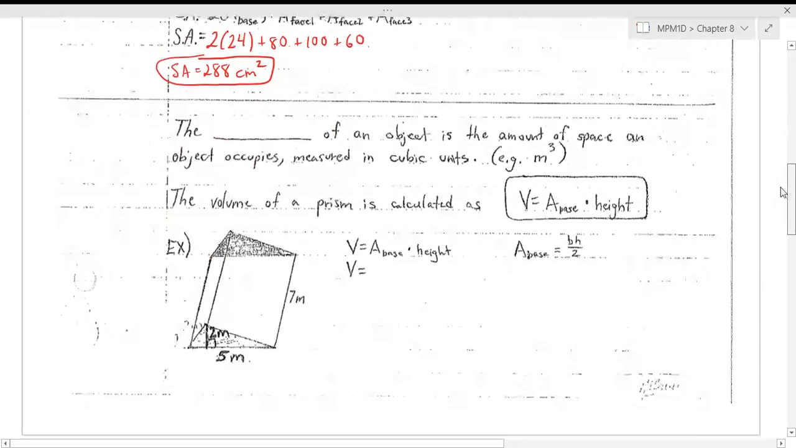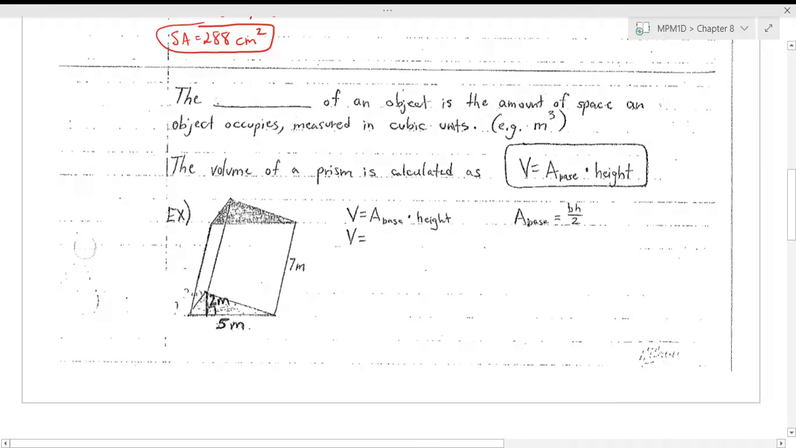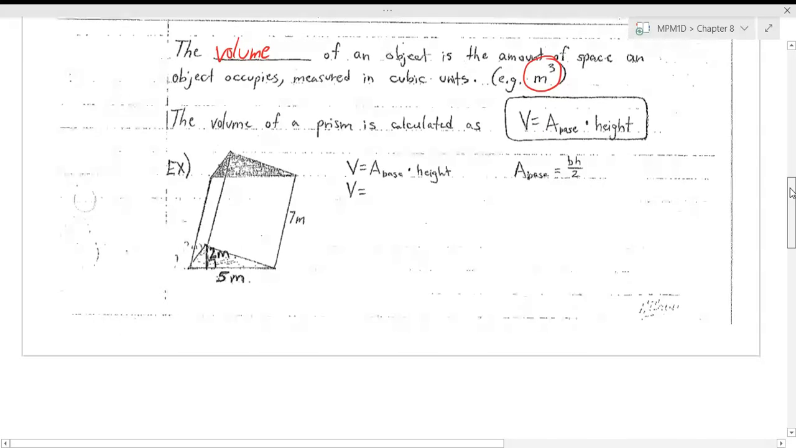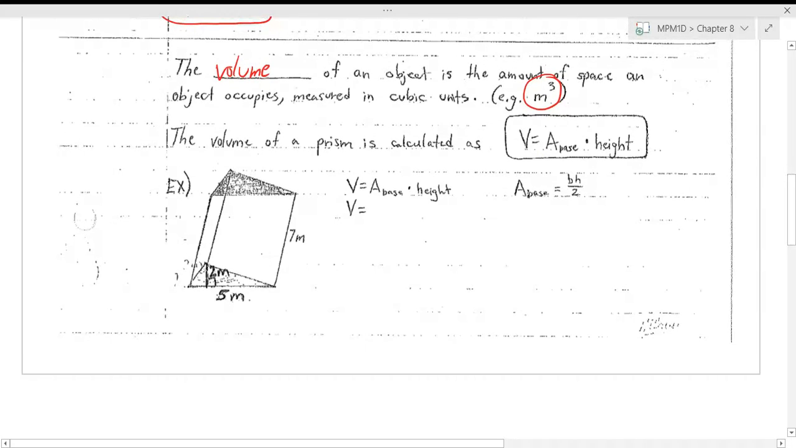But you guys also know about volume. And the volume of an object is the amount of space it occupies. You've learned about this before. Volume is measured in cubic units. So if we're looking at meters, it's meters cubed. Let's talk about the volume of a triangular prism. Well, actually, the volume of any prism is calculated like this.